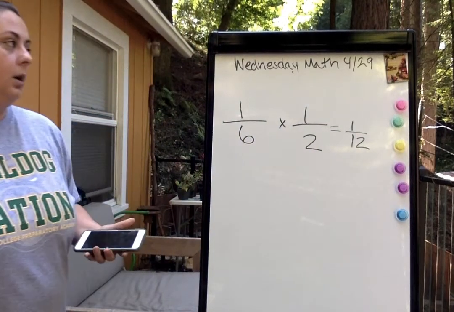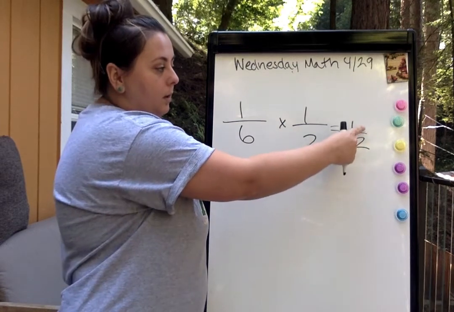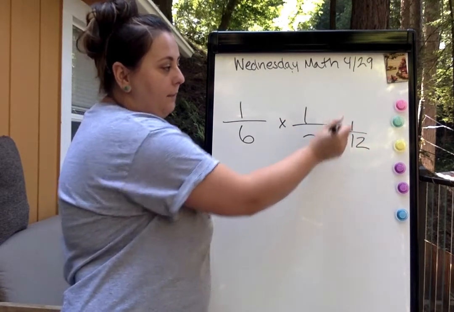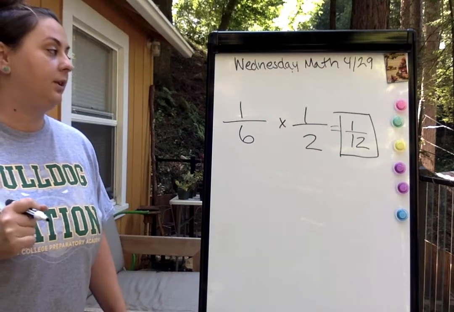Now, can this be reduced? Can I reduce this by anything? Well, 1 goes into 1, but 1 will go into 12 times. So this is already simplified for you. No need to reduce, no need to go any further than that.